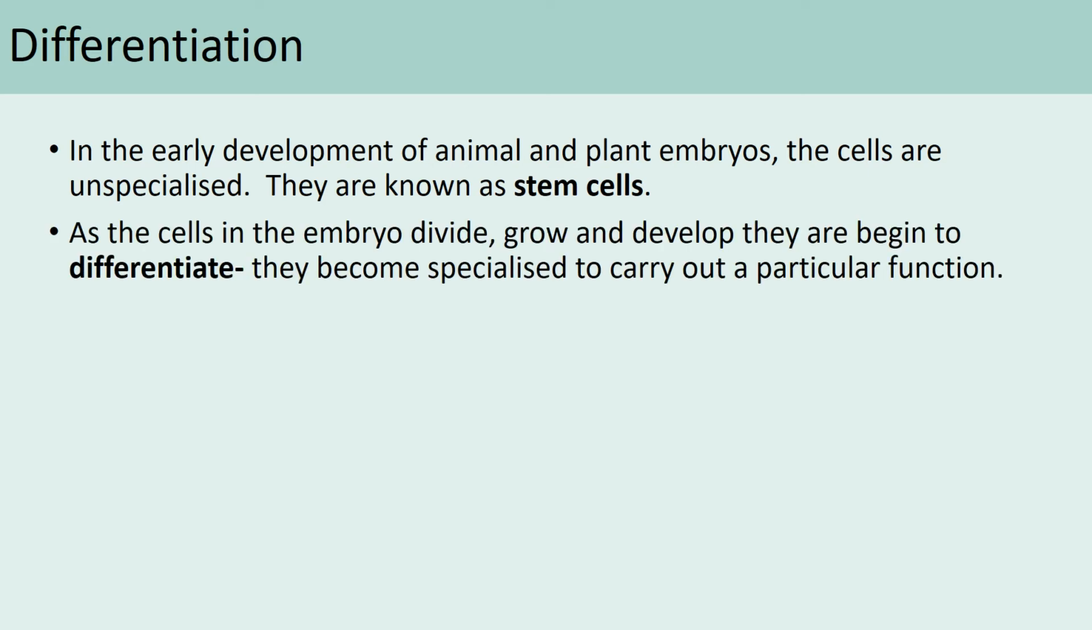Now, as the cells in the embryo divide and grow and develop, they begin to differentiate. So they become specialized. So they become those cells we're familiar with: red blood cells, white blood cells, neurons, things like that. And they have a particular function. So the process of differentiating is when a cell becomes specialized.